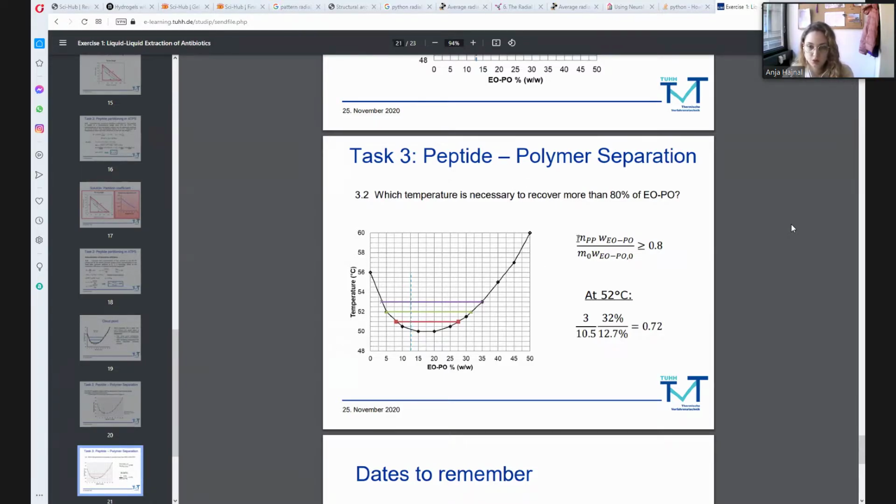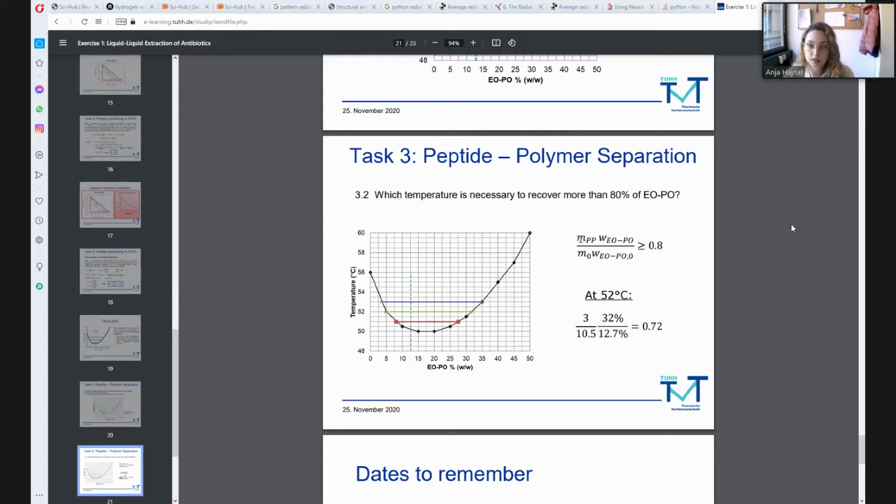And the recovery we define as the mass of our EOPO in the extracted phase, so in the EOPO-rich phase, over the mass of EOPO in the initial water, EOPO, peptide solution. Okay? And here we gave 52 degrees as an example. So you can also try other temperatures and find this recovery temperature, because in the exercise we just demonstrated, but we actually haven't given you the temperature. It's going to be probably a bit higher than 52.